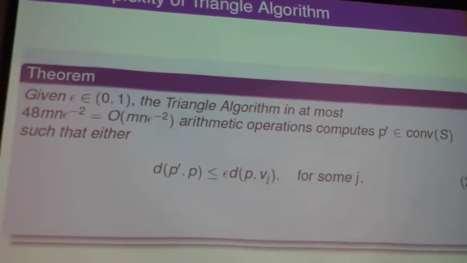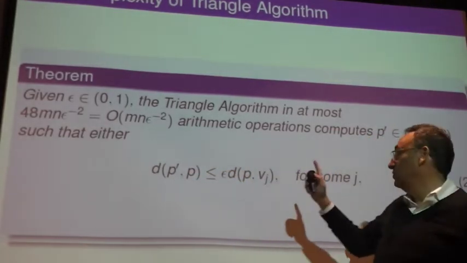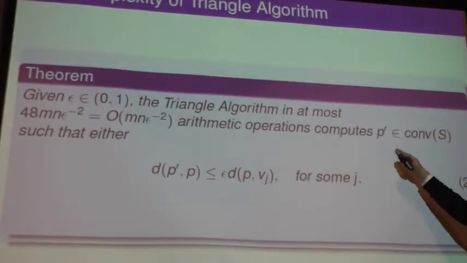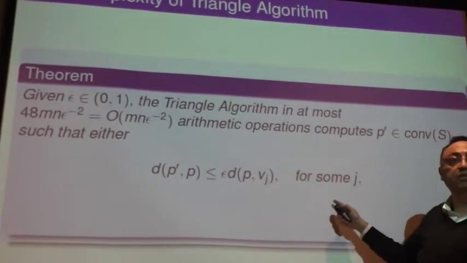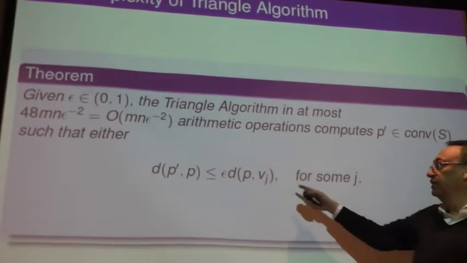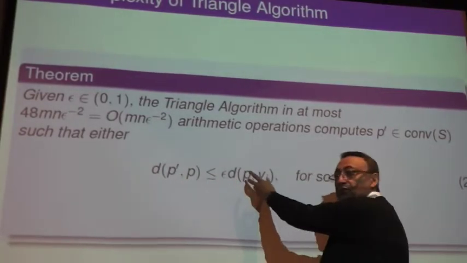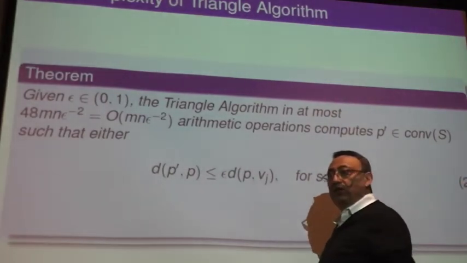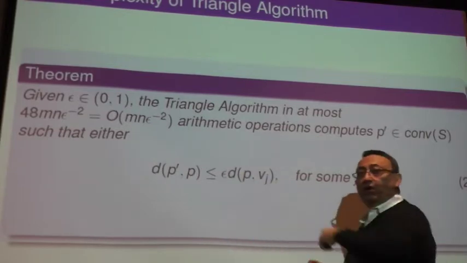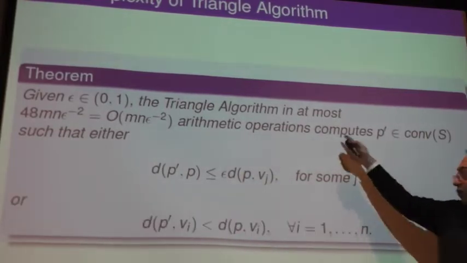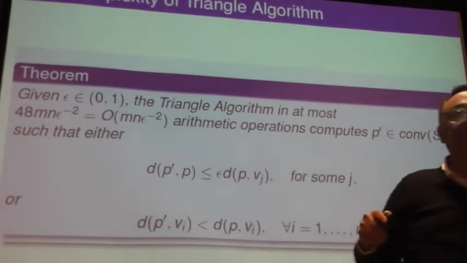Given epsilon in (0, 1), the triangle algorithm in at most these many iterations, these many arithmetic operations, computes a point P prime, which is in the convex hull, so that this gap is bounded by epsilon times this. And this gap, by the way, it makes sense, right? Because you want to measure this gap relative to its distance to the given set of points. And of course, if you do maybe more iterations, you can make this come to within an absolute error of epsilon. Or if the point is not inside with that epsilon, then you find a witness that says it's outside.